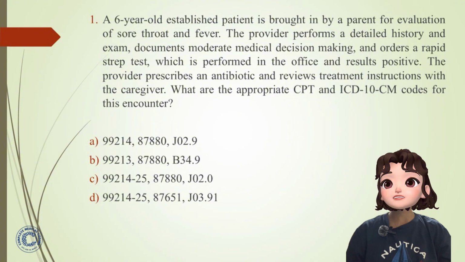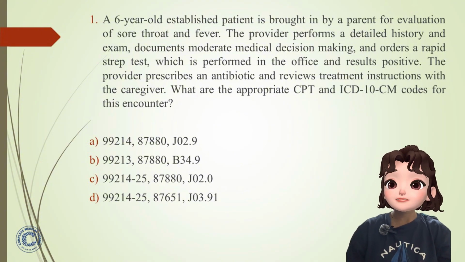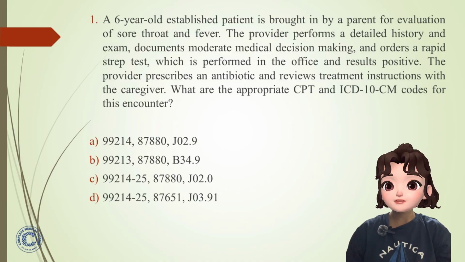Why is modifier 25 mentioned? Why is modifier 25 mentioned along with the E&M code?